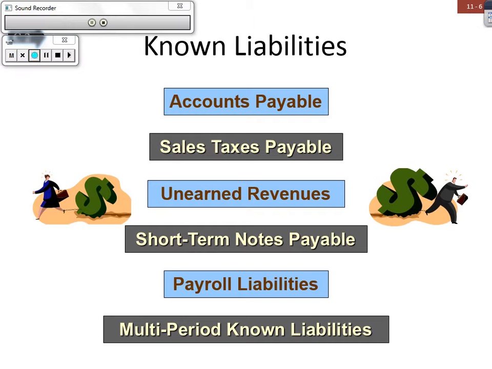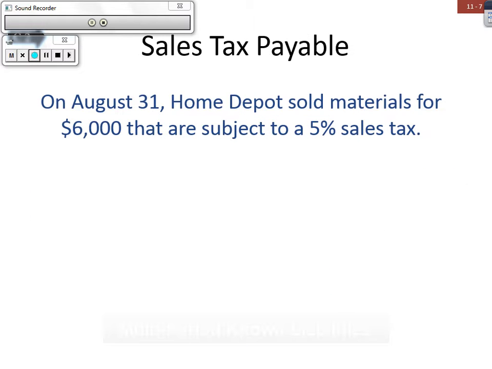Short-term notes payable, I just talked about that. You know what a notes payable is. Payroll liabilities, those happen to be current liabilities because they only arise when you're actually paying payroll, which we'll show later on in this chapter. And multi-period known liabilities, meaning liabilities that stretch beyond just one accounting period.